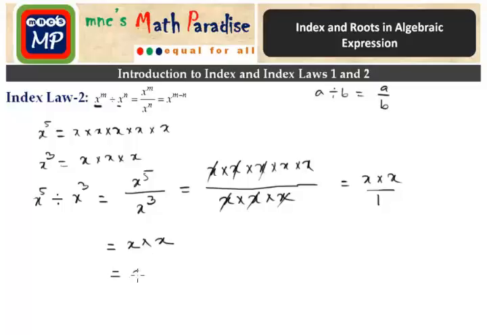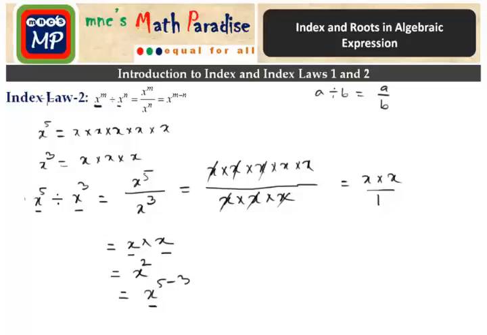That means x square, and from the index form formula we know that if the same base is multiplied twice, it is x square, and this x square can be written as actually x to the power 5 minus 3. So what happened here actually: if the bases are the same and one index form term is divided by another one, then the base remains the same, and the power is just subtracted.